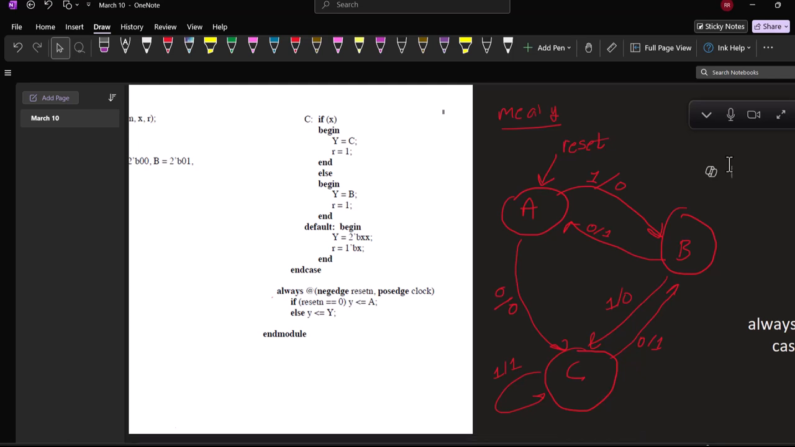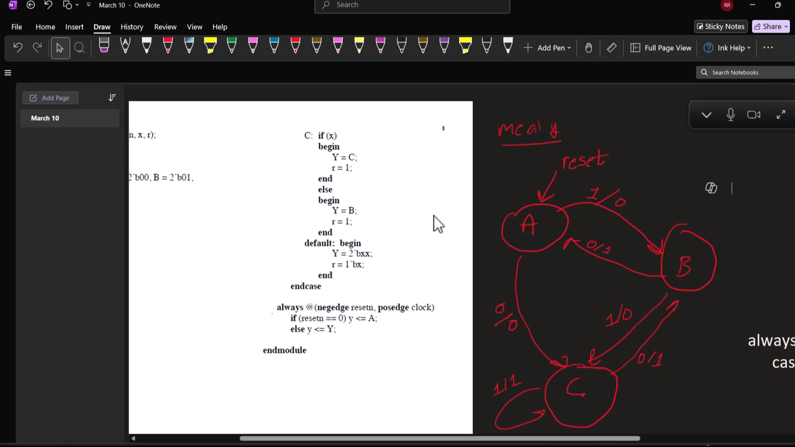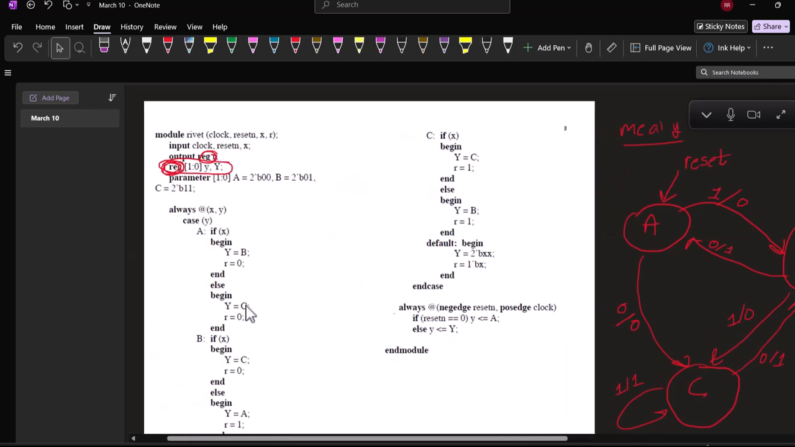Yes? Y from A, when it goes to C, for 0. Did I do it wrong? Let's see. Okay, so from A, when x is equal to 0, the next state is C, and the output is 0. So R is my output, and I see that up here because it's output red jar.